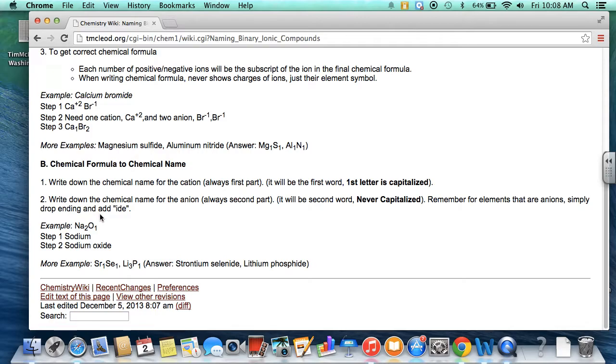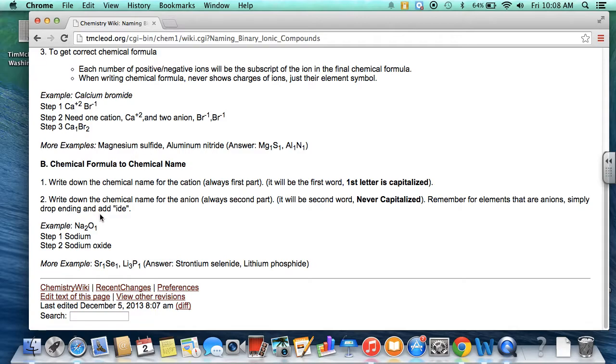Prefixes don't apply here. And of course, the first letter of the first word is always capitalized, and the first letter of the second word is never capitalized. For these, there is really no work to show. You simply give me the name. So that's how you name binary ionic compounds, either from chemical name to chemical formula or chemical formula to chemical name.